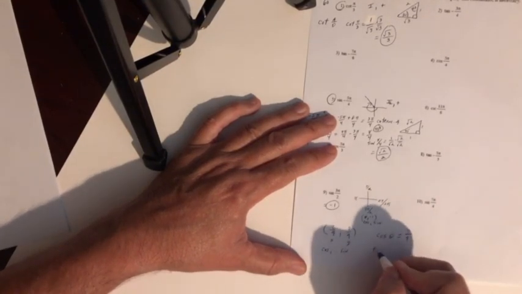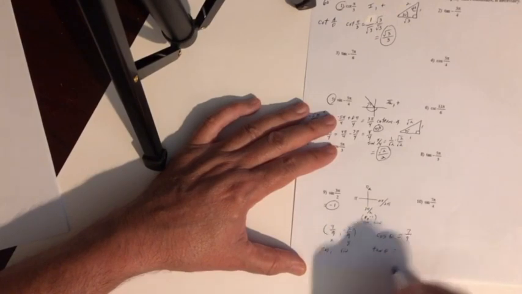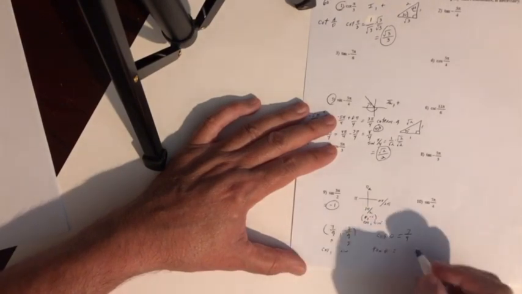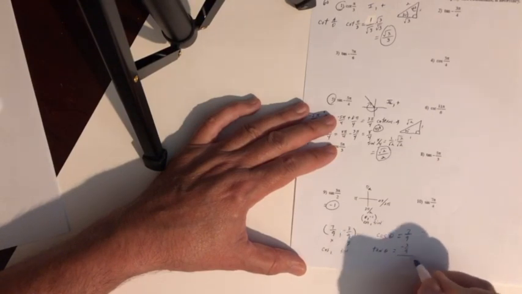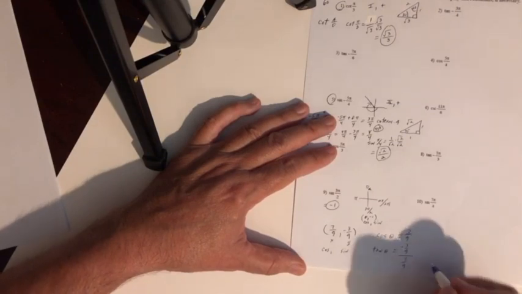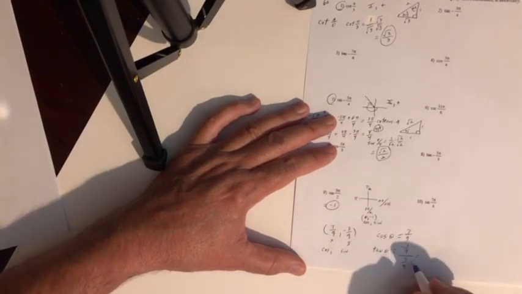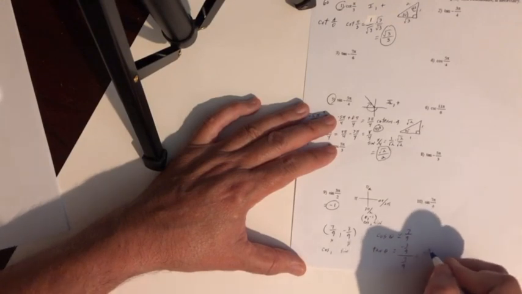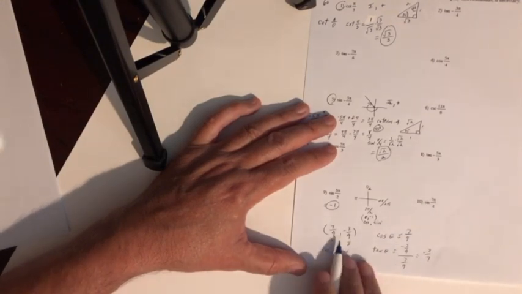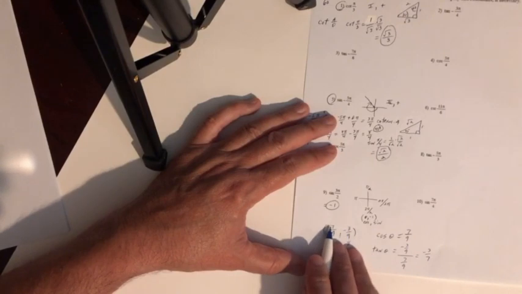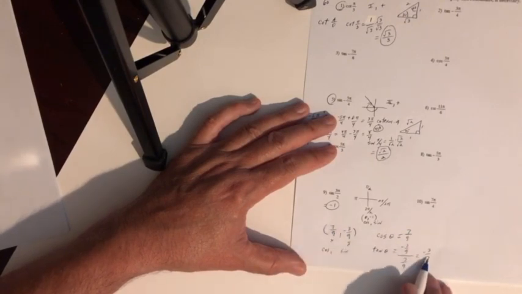Let's say they said they want the tangent. Well, the tangent is sine over cosine. So that would be negative 3 over 9 divided by 7 over 9. Well, when you flip this, the 9s cancel, right? And you have negative 3 over 7. So the tangent of this is put this over this. You can put it on the calculator, you get that.